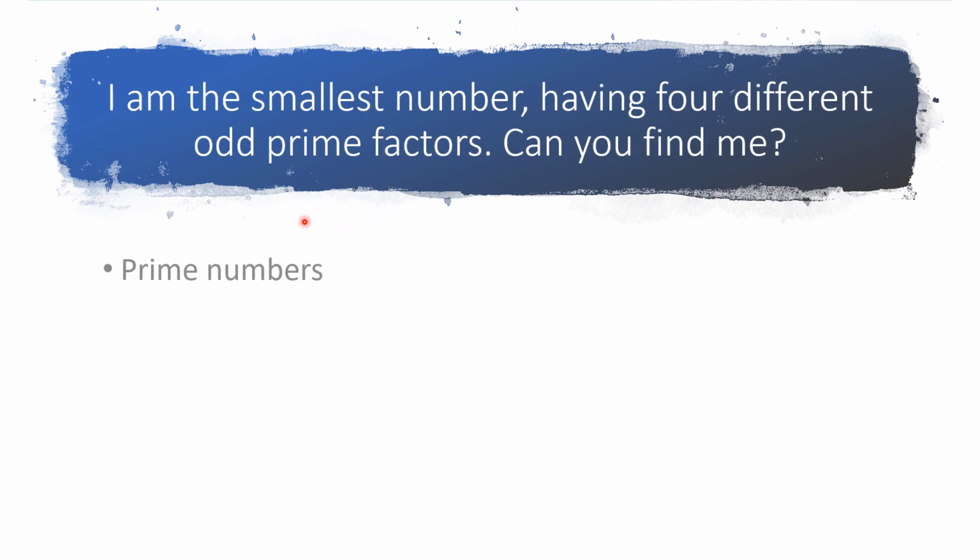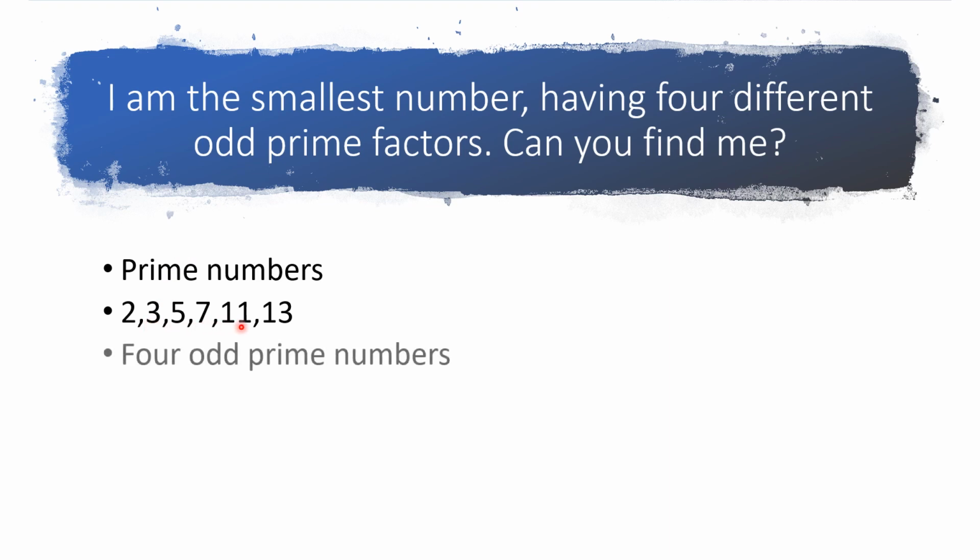Let us write prime numbers. What are the prime numbers? Starting from 2: 2, 3, 5, 7, 11, 13, and there are so many prime numbers, infinite, right? Now we need only 4 prime numbers, but odd. So odd prime numbers are 3, 5, 7 and 11. 4 odd prime numbers are 3, 5, 7 and 11.